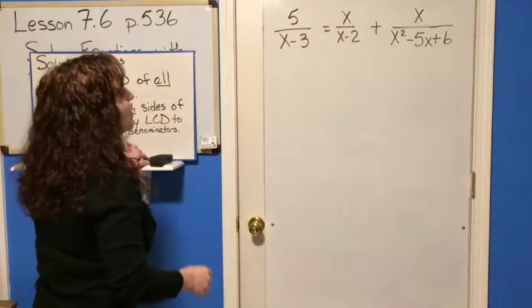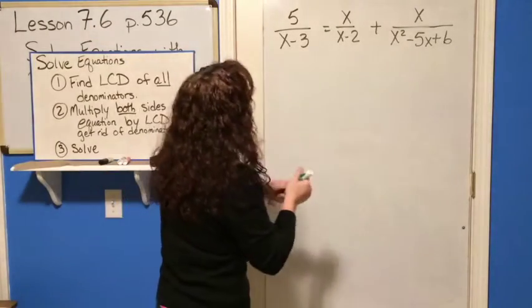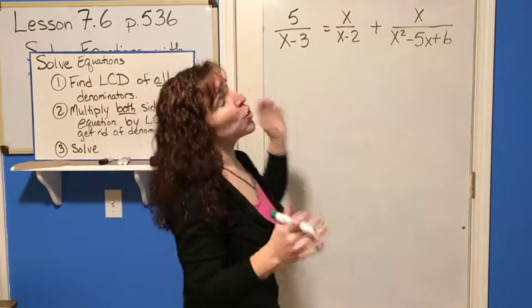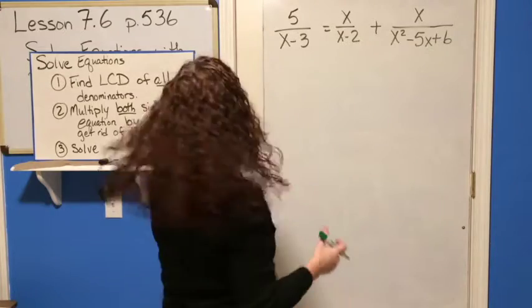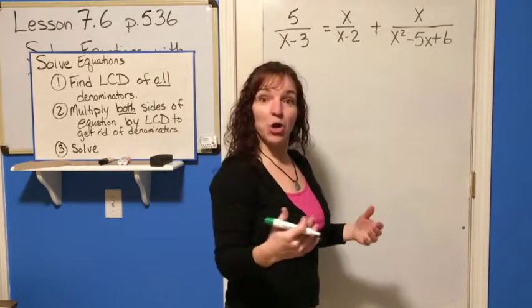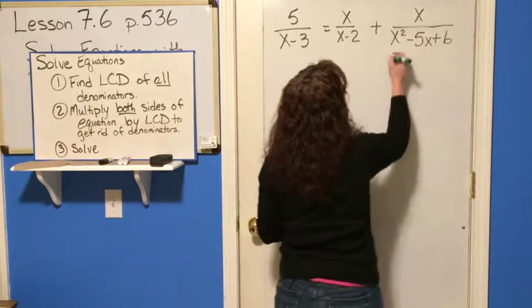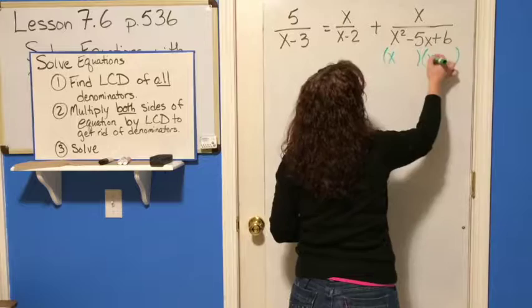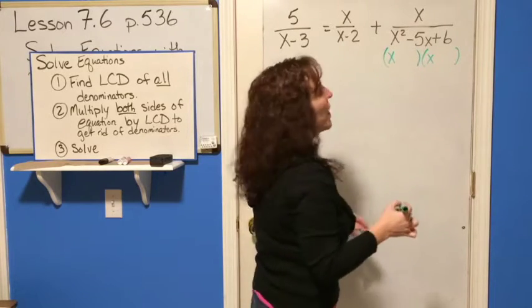The last problem that we have, 5 over x minus 3 equals x over x minus 2 plus x over craziness. Well, step 1 is to find the LCD. In order to find the LCD, you need to know what the factors are, right? So factor it. Here we go. Always factoring. If you're having trouble with factoring, you need to go back and brush up on that.